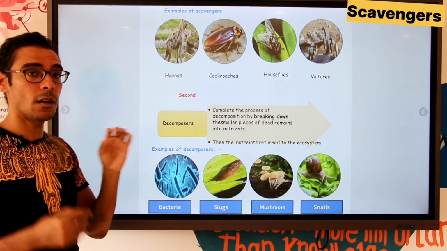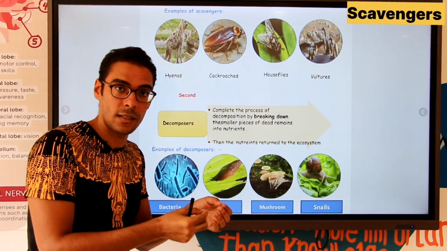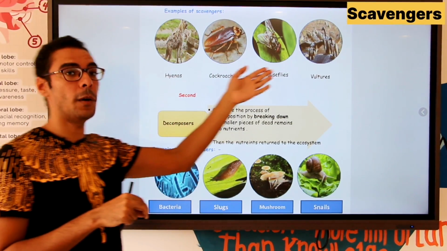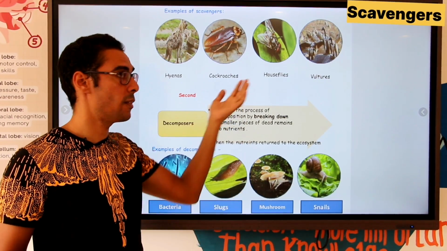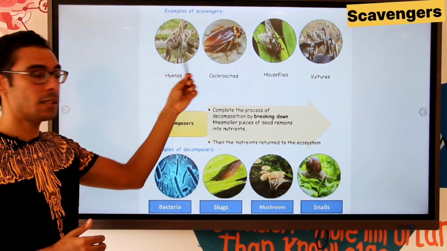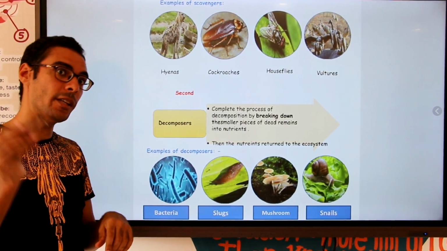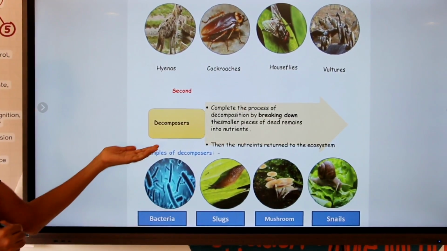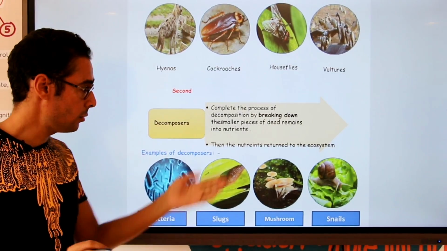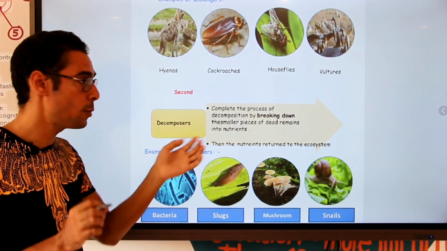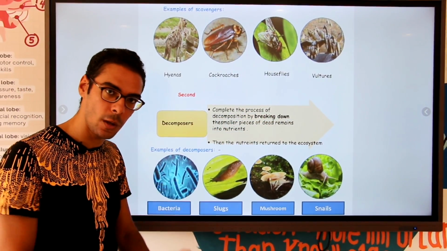So the scavengers are really useful because they start decomposing the dead bodies. They feed on the remains of the dead bodies of all living organisms when they die. They start this process, but they don't end it. Who ends this process? Actually, another group of living organisms known as decomposers, which decompose and break down. As you see here, they are responsible for breaking down the dead bodies into very, very small pieces.